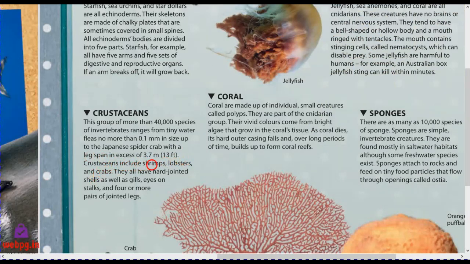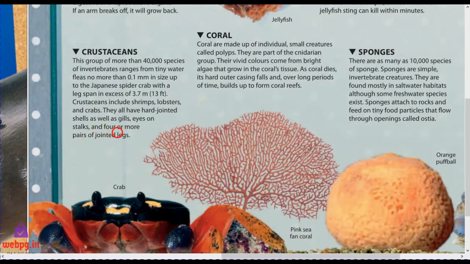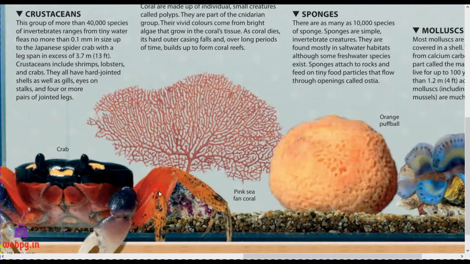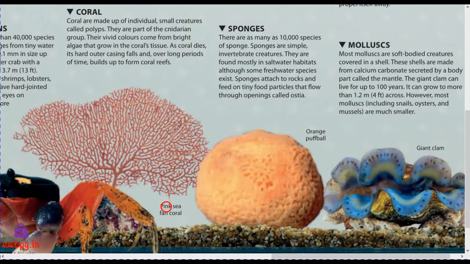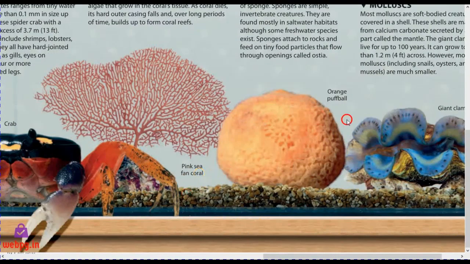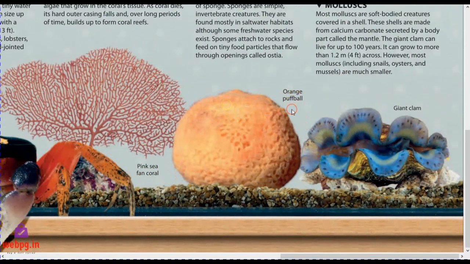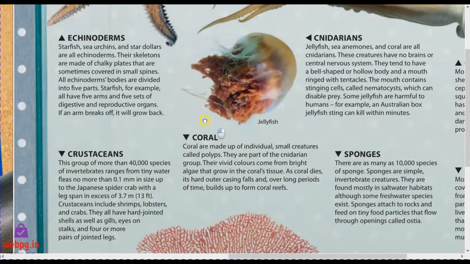Crustaceans include shrimps, lobsters, and crabs. They all have hard jointed shells, as well as gills, eyes on stalks, and 4 or more pairs of jointed legs. So here are the crabs and a pink sea fan coral, an orange puffball, and a giant clam. Let's read about this coral.